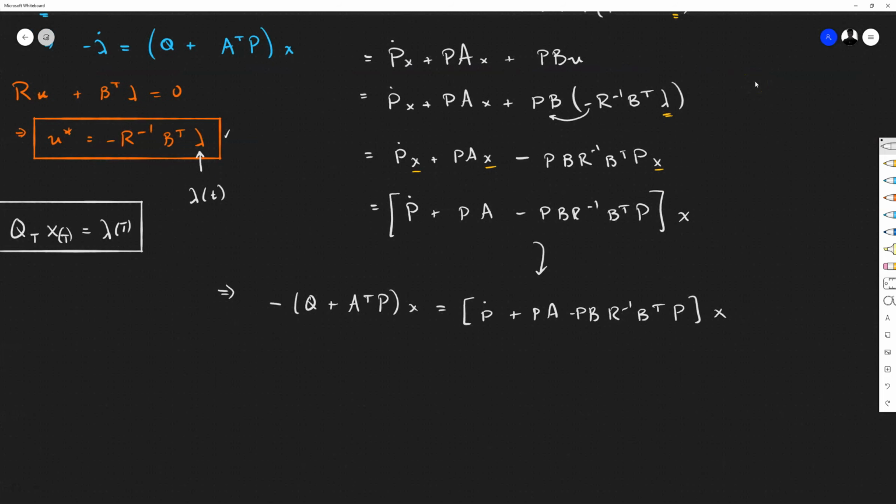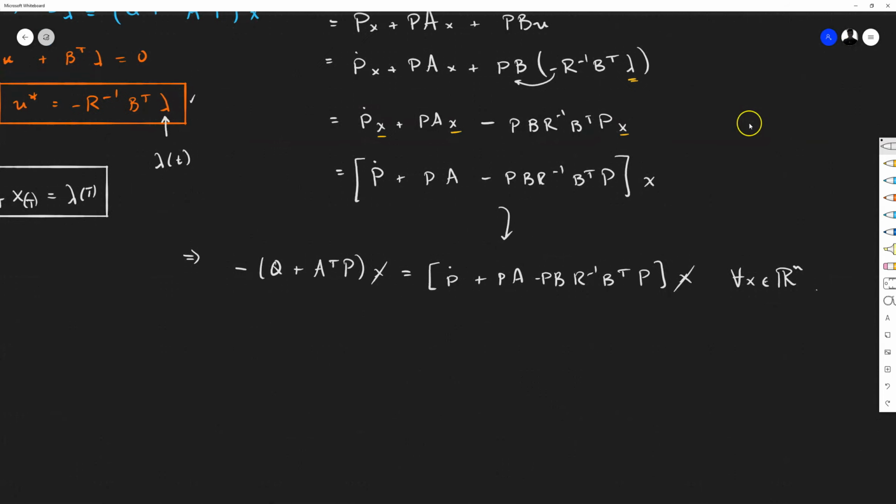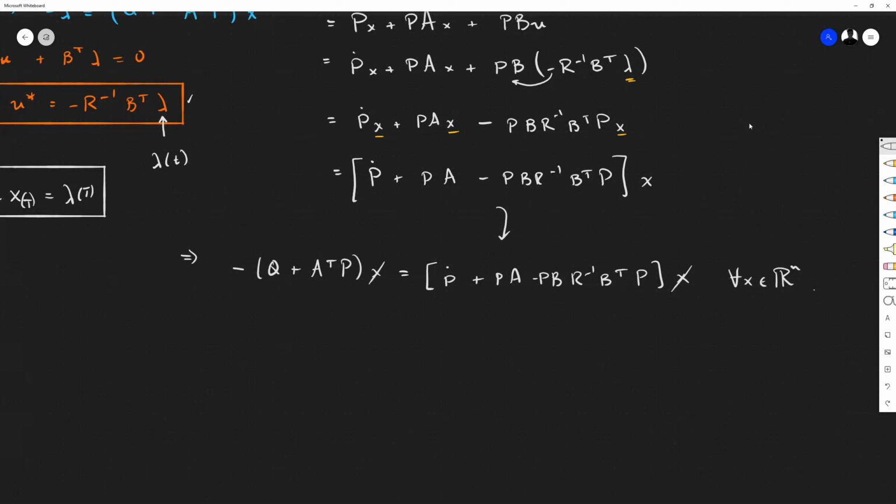Okay? And this must hold for all x in Rn, let's say. This equation holds and must hold for all x. And so we can kind of cancel these x's out in a way. A lot of people do this, but they don't explain why we can do this. The reason we can cancel the x's is because this equation must hold for all x. And if it must hold for all x, that means the left-hand side must be equal to the right-hand side. So that's the rough explanation. So setting these two equal to each other, we see that P actually solves a differential equation.